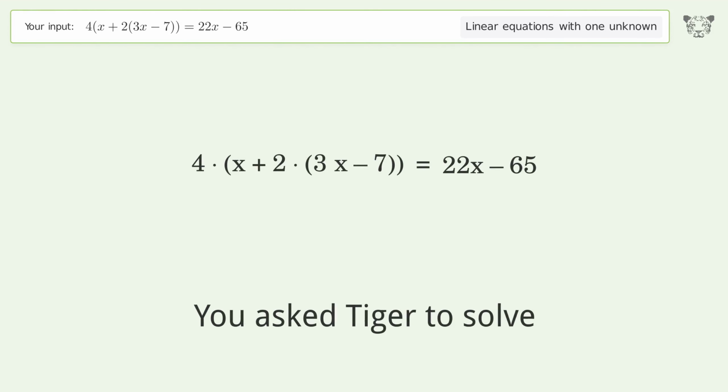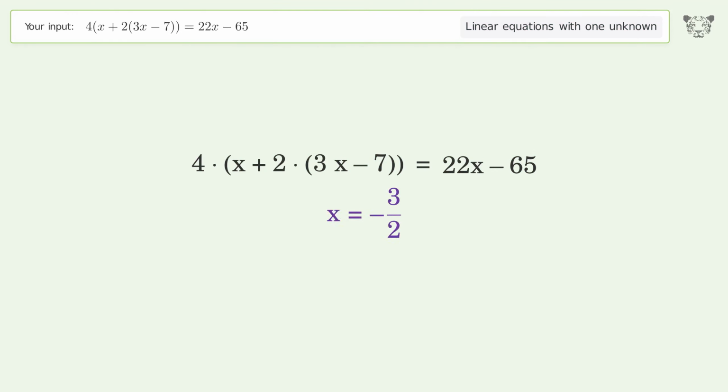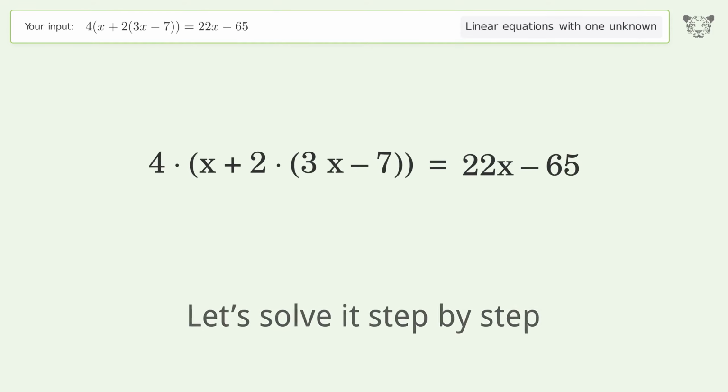You ask Tiger to solve this. This deals with linear equations with one unknown. The final result is x equals -3/2. Let's solve it step by step.